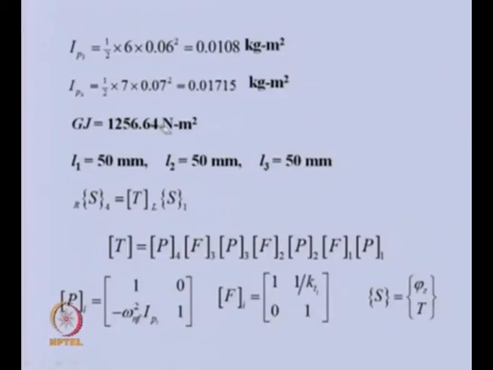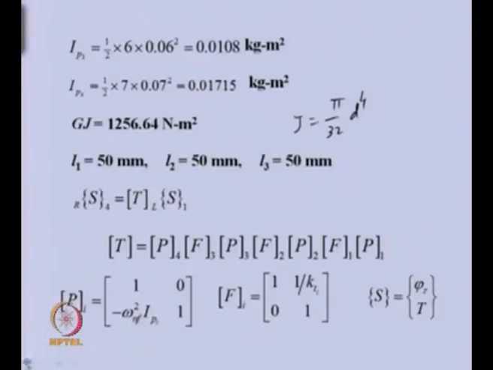Other geometrical parameters can be obtained, like J = pi by 32 d^4. The diameter we know, and the various shaft segment lengths are given here.